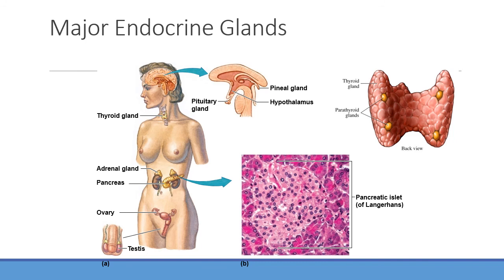And this is important as well because when you have patients who, say, for instance, have a tumor, they have to have their pituitary gland resected. That causes all sorts of problems.